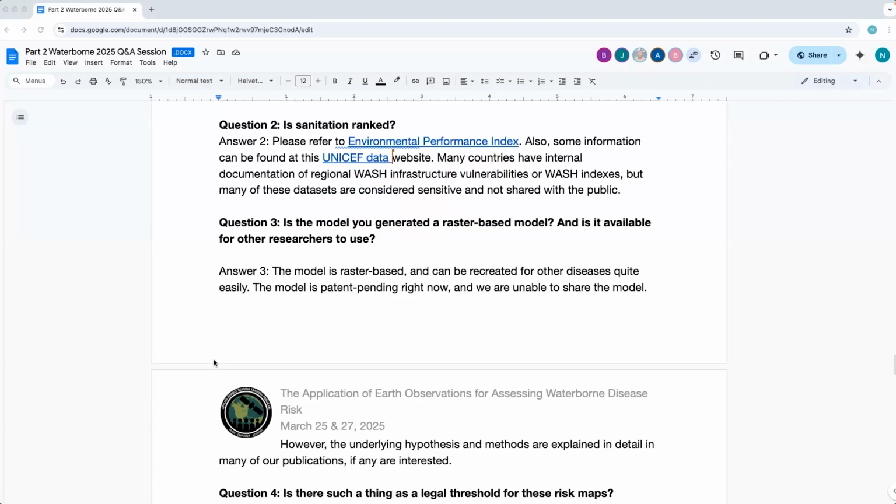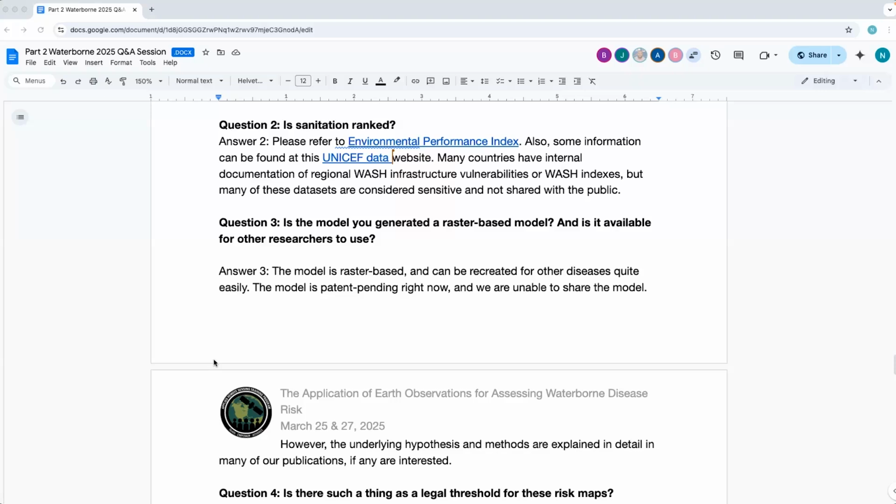So when we input WASH infrastructure data into the model, it's typically something that is given to us under a non-disclosure agreement with the national partners that we're working with, or we send them a map that has just environmental risk and they input the WASH infrastructure data themselves. Those are typically considered sensitive data sets. So they're not shared with us due to threats of terrorist attacks and things like that. They don't want people to know exactly where their most vulnerable infrastructure is.